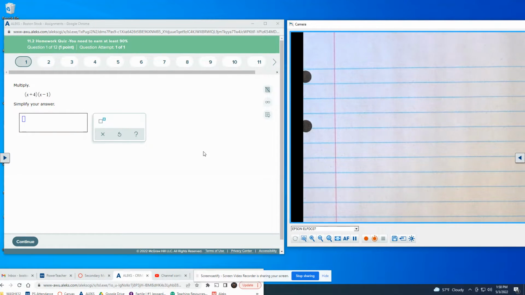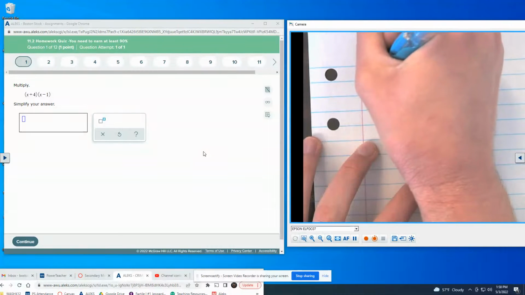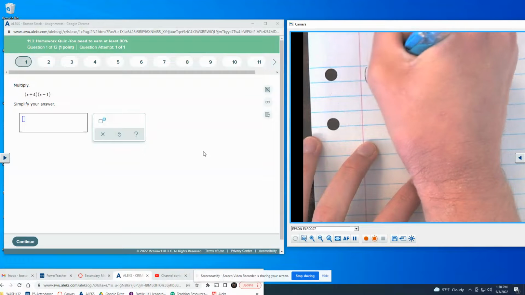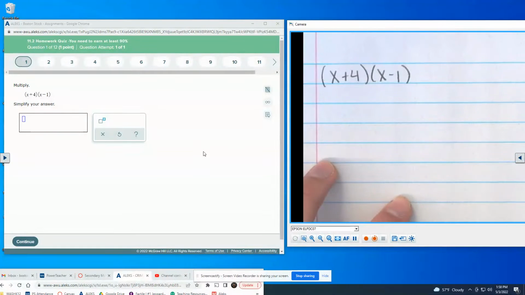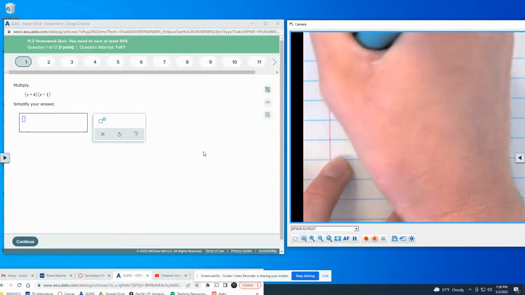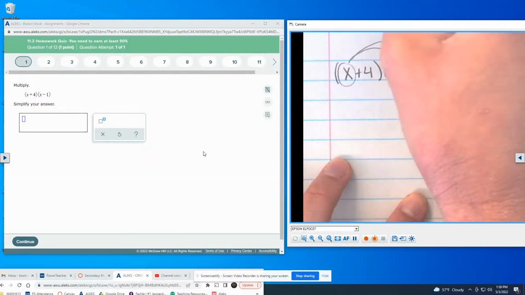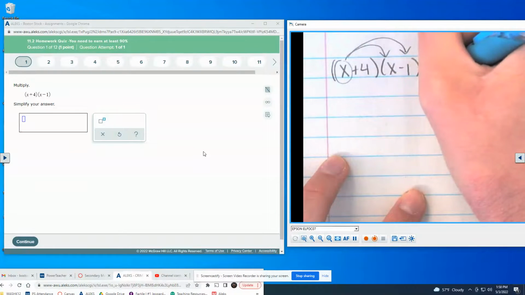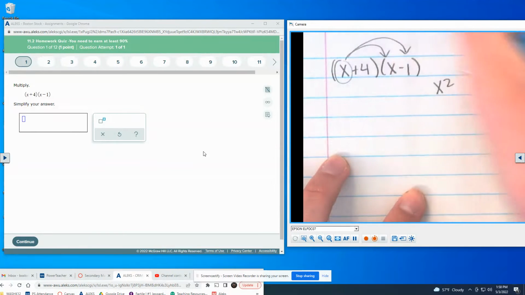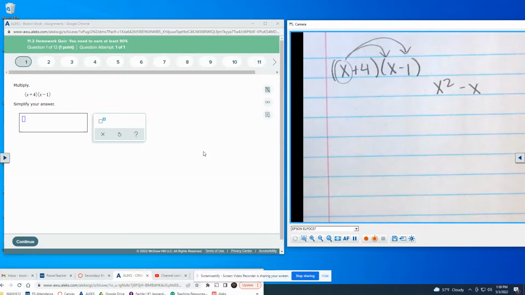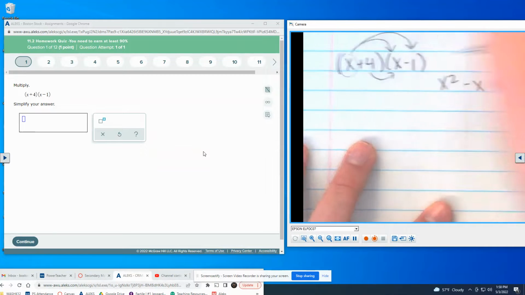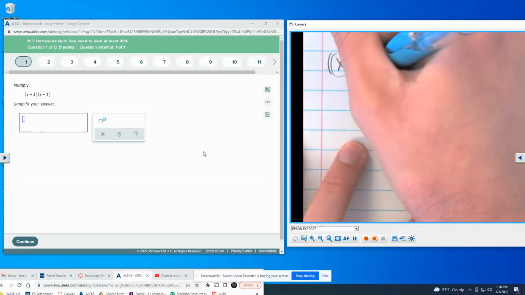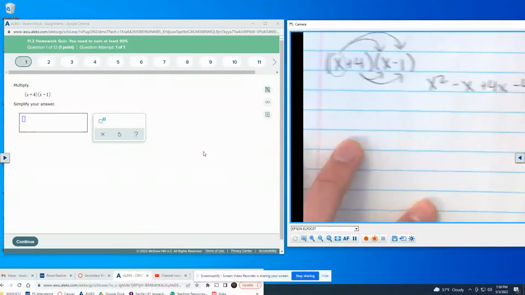Okay, on this first one, it asks us to multiply those two binomials, and like we learned in the notes, let me write this down quick. We just have to distribute each term through the other parenthesis set, meaning we start with the x and distribute it through. X times x gets me x squared. X times a negative 1 would just be a minus x, or a negative 1x. I don't have to write the 1. Then I multiply the 4, so I get plus 4x and minus 4.